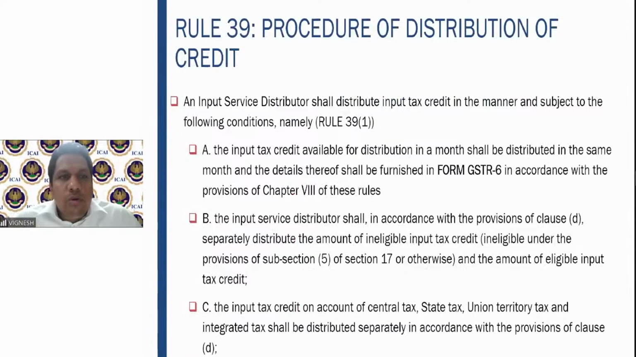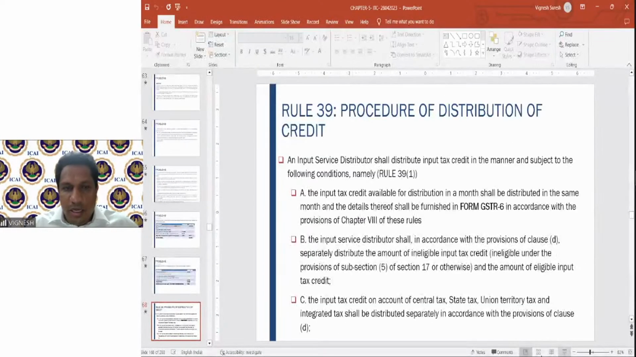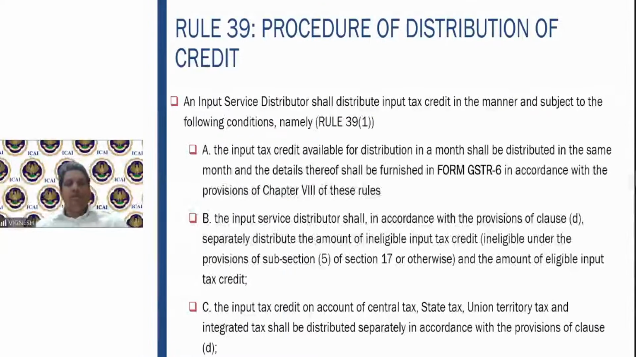Now we come to rule number 39, which talks about the procedure for distribution of credit by the input service distributor. So how does an input service distributor distribute the respective credit? We saw the concept of the input service distributor in the previous session. We also worked out a particular problem based on that. So we will go through the rule which speaks about the respective input service distributor.